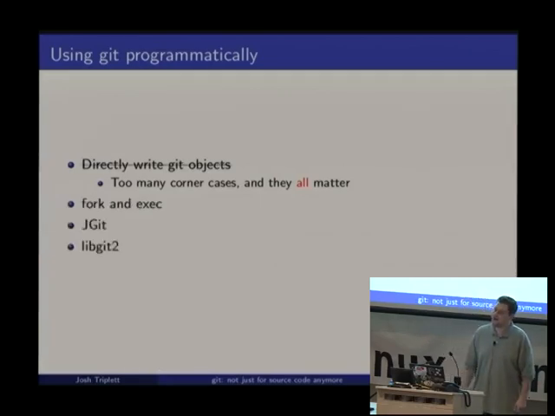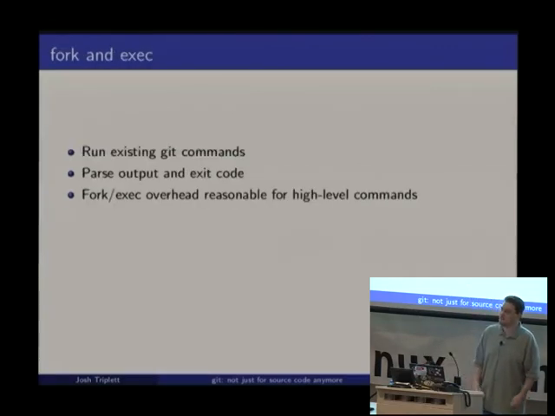So don't do that. The three alternatives that do make sense to use programmatically: you can fork and exec Git, you can use JGit, which is a Java reimplementation of Git, or you can use libgit2, which is a C implementation. So fork and exec is probably the easiest, well, easiest is not the right word, but it's the most straightforward. You run existing Git commands available from the command line, you parse their output and exit code, and the overhead of fork and exec is really not that bad for a lot of the high-level Git commands.